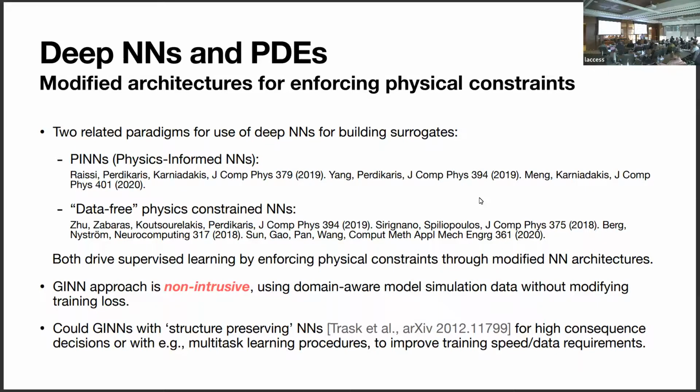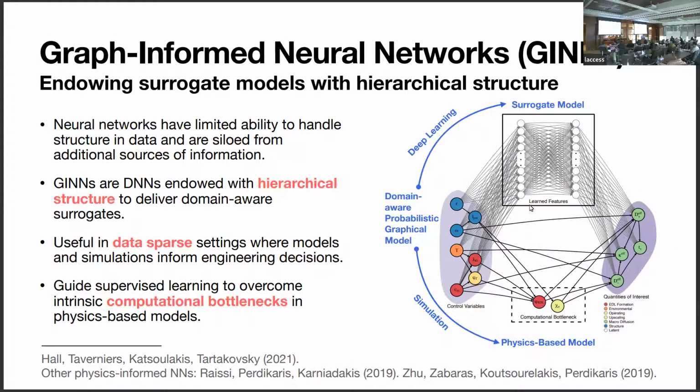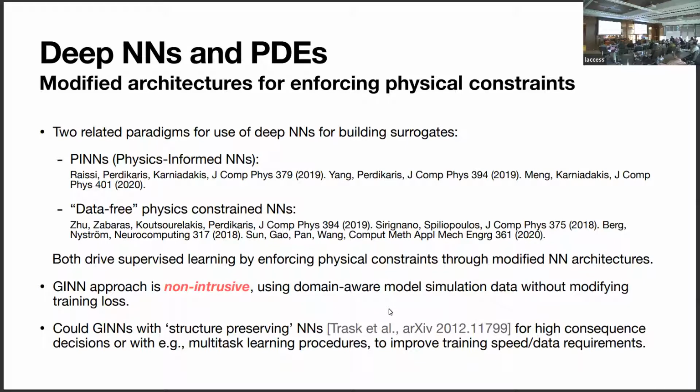We've already seen physics-informed neural networks, and there are also other ways of incorporating physics, which is a type of domain knowledge, into systems. The very simple-minded thing we did was not to use a physics-informed neural network, but there's nothing stopping you from sticking here with this neural network surrogate model something more muscular, like a physics-informed neural network, or a structure-preserving neural network, for example like the ones that Nate Trask at Sandia is thinking about for high consequence decisions. So this graph-informed neural network approach is non-intrusive, and the idea is not telling you that you have to stick with this particular neural network architecture.